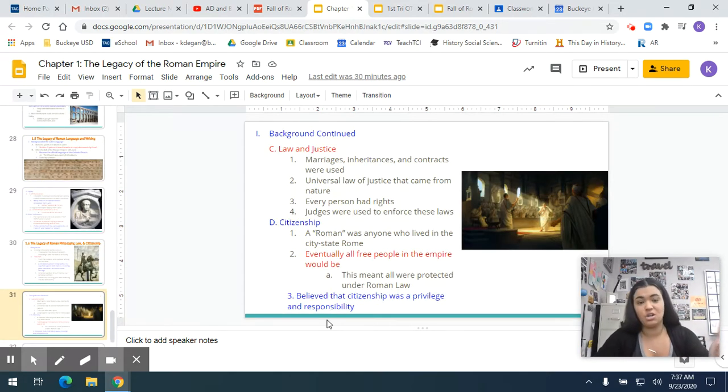Law and justice. So things that were inherited from the Romans would have been marriage, inheritances, and contracts, which were all used during this time, which is incredible to think about. This is so old. Universal law of justice came from nature. Every person had rights, and judges were used to enforce these laws.